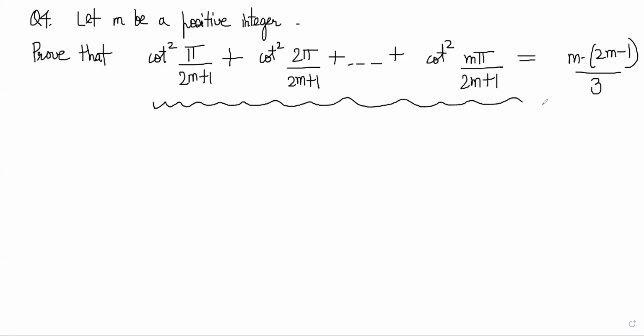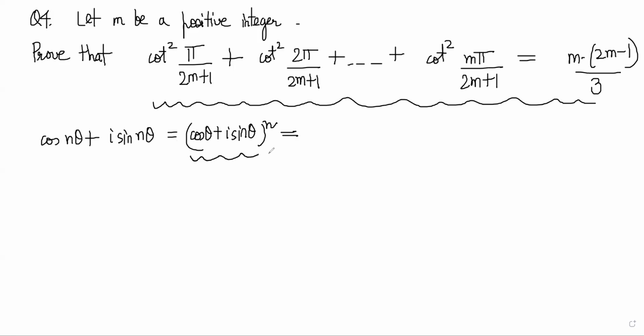Obviously, here you will have to take advantage of Euler's theorem and De Moivre's theorem. So you will say that we know that cos n theta plus i sin n theta is equal to cos theta plus i sin theta whole power n. And now if you expand this with the binomial theorem, you will get cos power n theta plus nC1 cos power n minus 1 theta into i sine theta, and so on. There will be many terms here, n plus 1 terms for this binomial expansion.